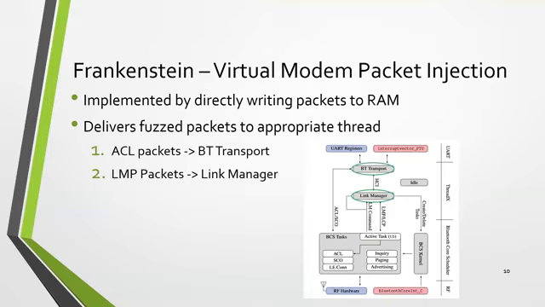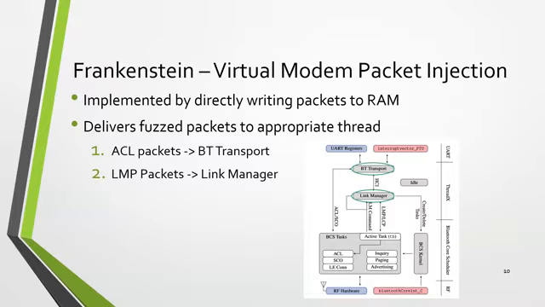And normally in the physical world, a packet is delivered to another device by being modulated onto a radio wave, transmitted over the air, and received by another Bluetooth chip, and then processed by its firmware. But in Frankenstein, the virtual modem bypasses all this by writing the packet directly to the receive buffer in RAM.